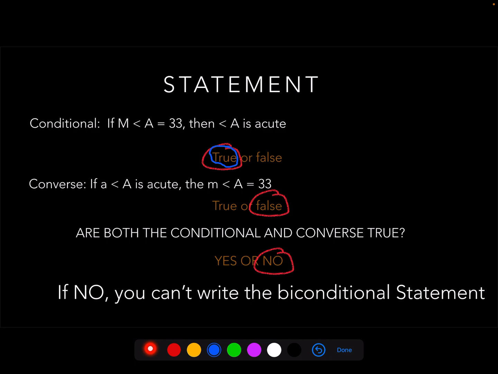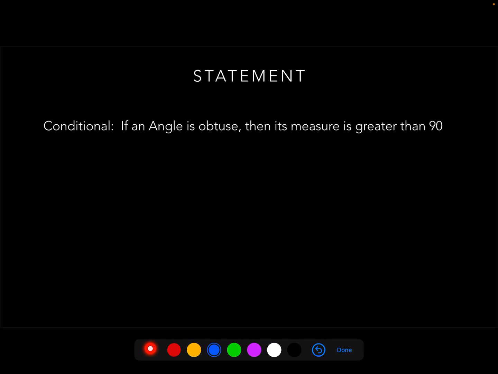Okay? So let's try one on your own. Here's our statement. If an angle is obtuse, then its measure is greater than 90. So there's our conditional statement. I want you to write the converse to it. Give both of them truth values. Are they true or false? And then if they're both true, write the biconditional statement.